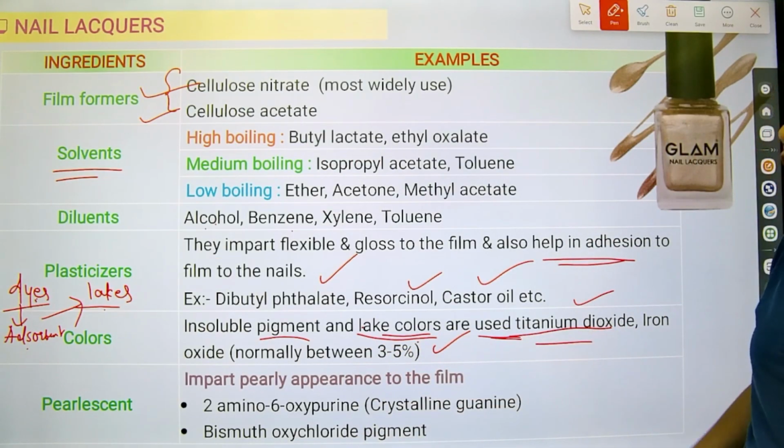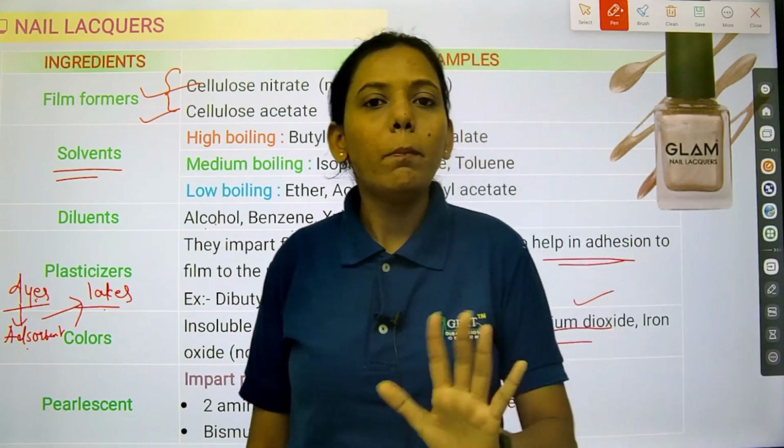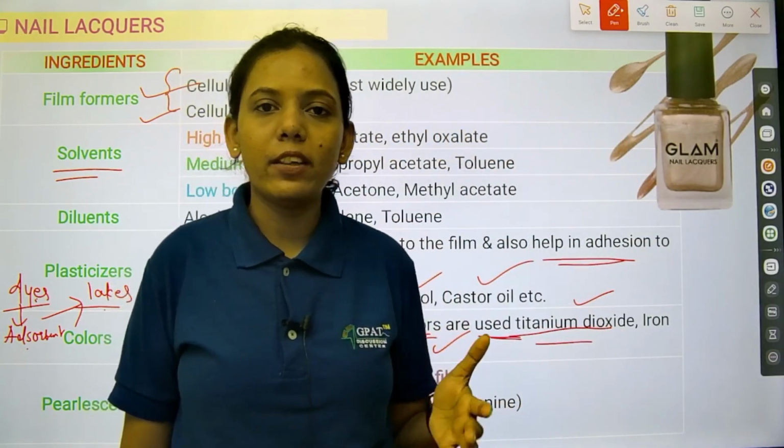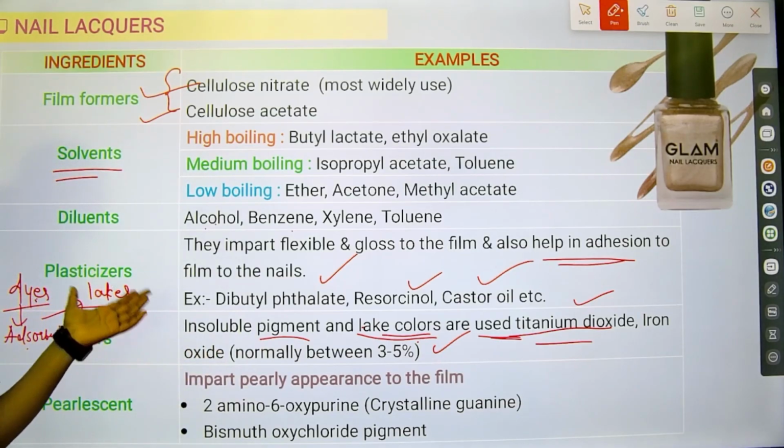They are used along with titanium dioxide. Remember, titanium dioxide is not a pigment, but it is used to modify the shade of the pigment. And generally, normally between say 3 to 5% they will add this.